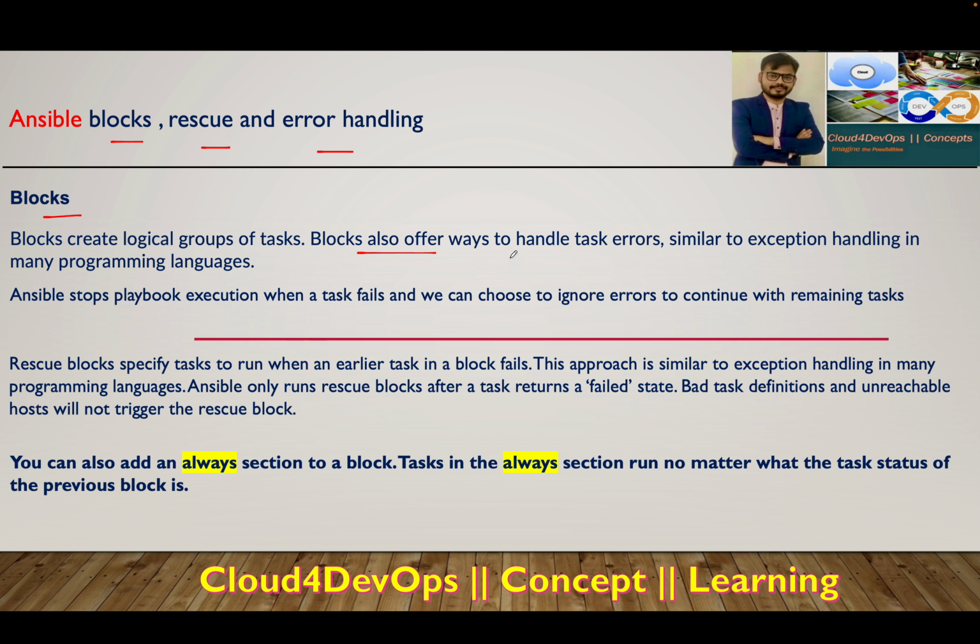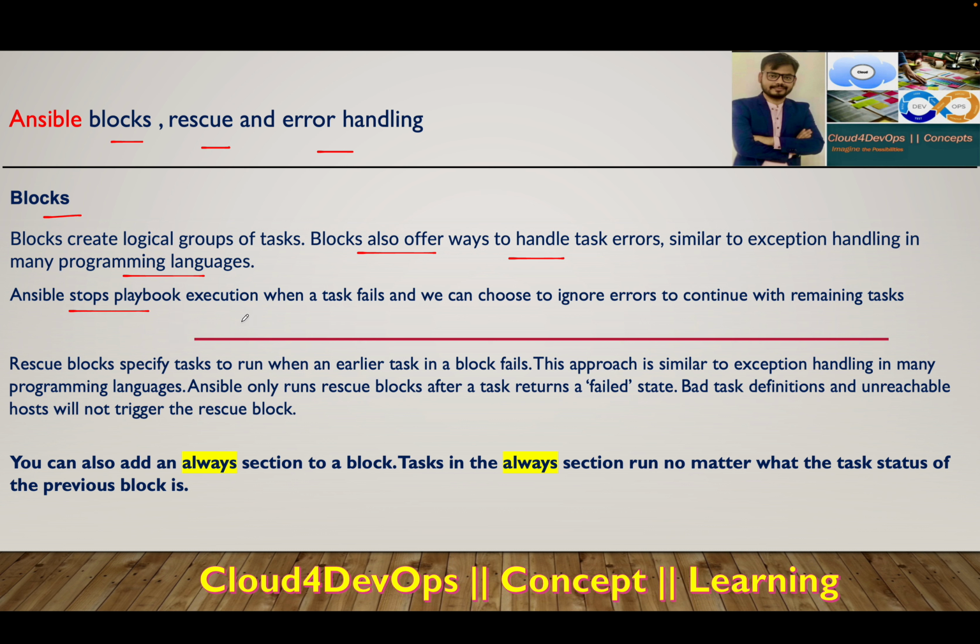Blocks are also a way to handle task errors, similar to exception handling in many programming languages. If you are from a development background, you must know the error handling concept where we do try, catch, exception, and finally. The same concept exists within Ansible, but with a different naming convention: block, rescue and always. Always is kind of a finally in Python or, as a matter of fact, in Java.